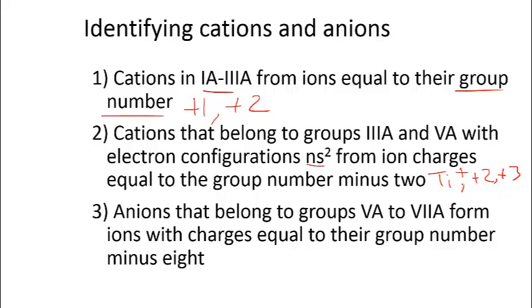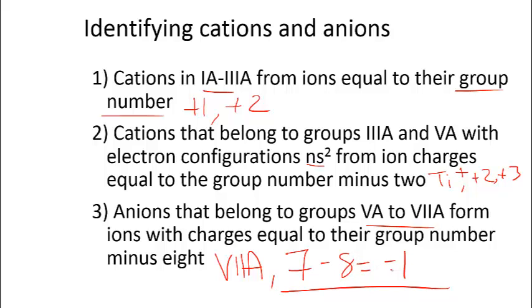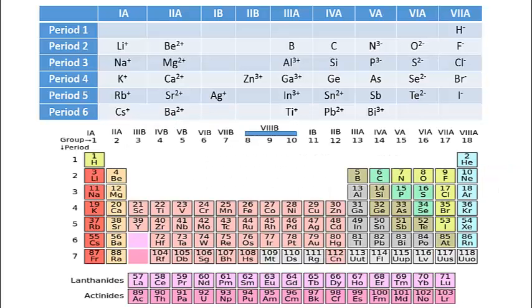Anions that belong to groups 5A to 7A with pseudo-noble gas core electron configurations form ions that are equal to their group number minus 8. So for instance, the halogens are members of group 7A. 7 minus 8 is -1. The halogens all form -1 anions. This table shows common monatomic cations and anions. So let's just go through it briefly here.